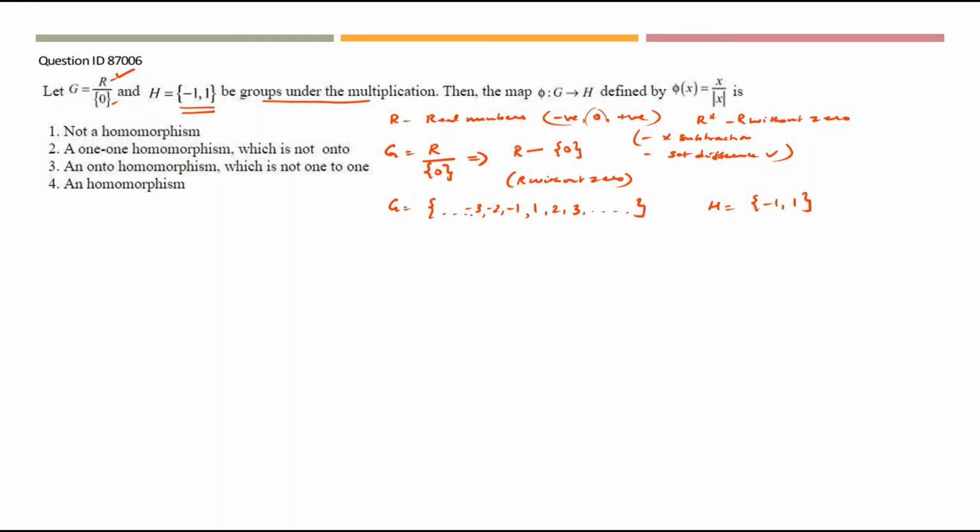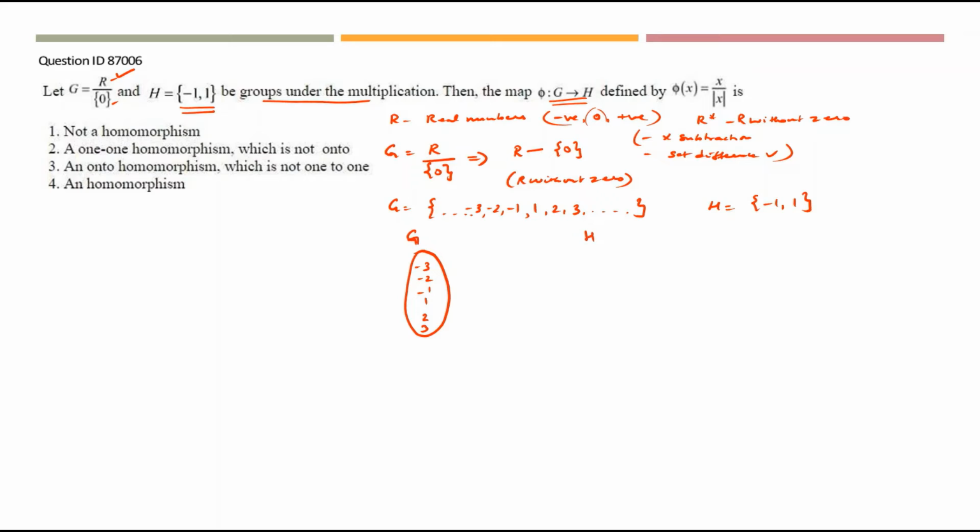Now we'll just get on to the main part of the question. There's a mapping between G and H. In order to make it very simple, let me take this G in this format for making a map. So minus 3, minus 2, minus 1, 1, 2 and 3.